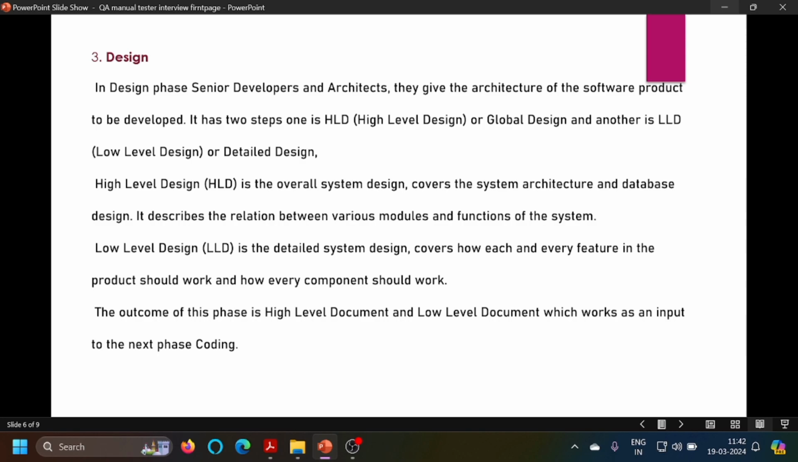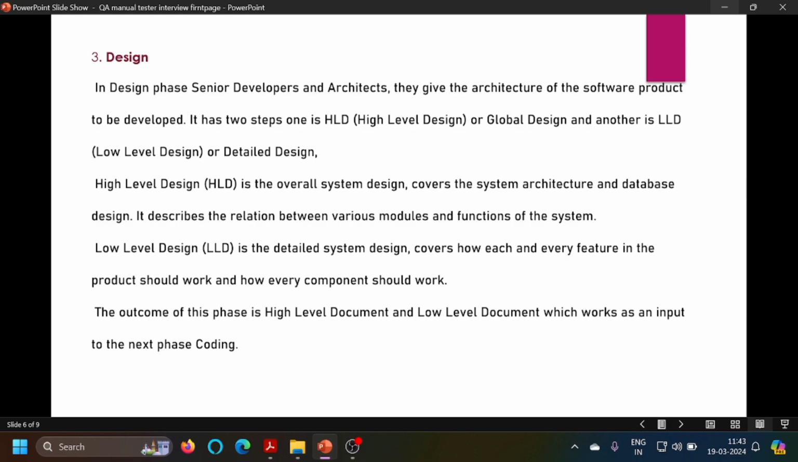After that the next stage is basically the design. In the design phase basically senior software engineers and architects give the architecture to the software product to be developed. It has basically two steps. One is high level design and another one is low level design. In high level design, it is basically overall system design, covering the system architecture and database design. It describes the relationship between modules and functions of the software system.